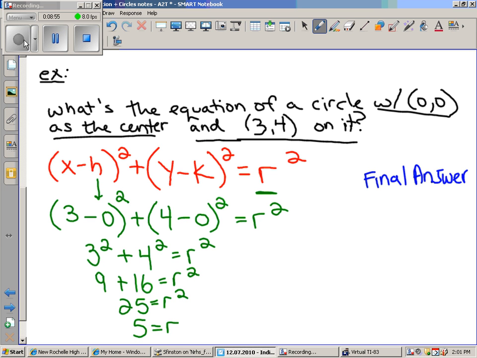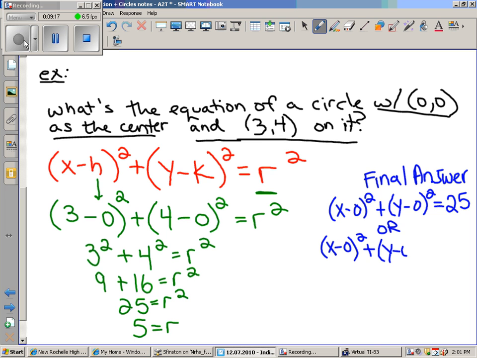Final answer is that, let me show you the 3 ways that you could write our answer. You could say that this is (x - 0)² + (y - 0)² = 25. Or you could say that this is (x - 0)² + (y - 0)² = 5². That's also okay. Furthermore, you could write it one last way that you might see it presented, and that's without the zeros put in there, because it's pretty obvious that when you subtract 0 from something, you get the same thing.